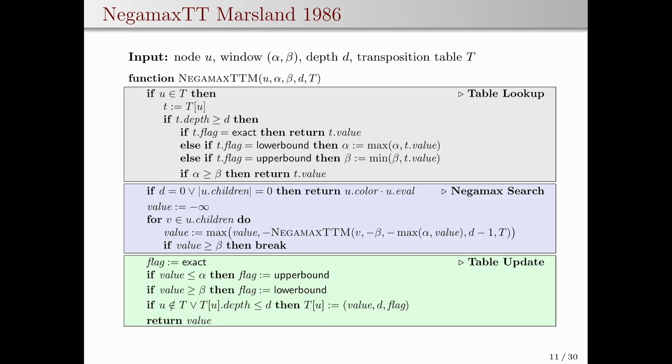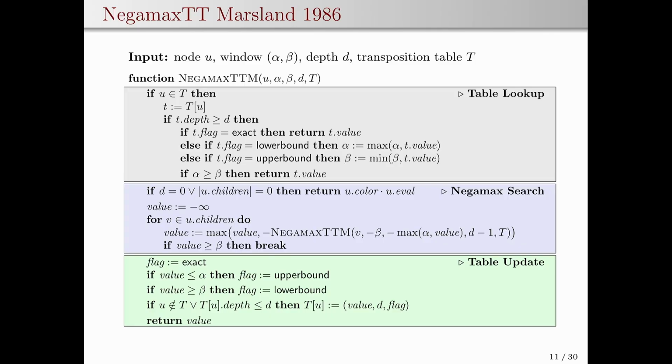Note that there are 3 different phases when you use a transposition table search. The first phase, the top one, is the table lookup. You're searching a node U, and first you check, is it in the table? If so, we can use the table result either to return directly or do something with it. The second part is just the negamax search. You do the negamax algorithm, and the last part is that you get a result from the negamax algorithm and use it to update your transposition table.